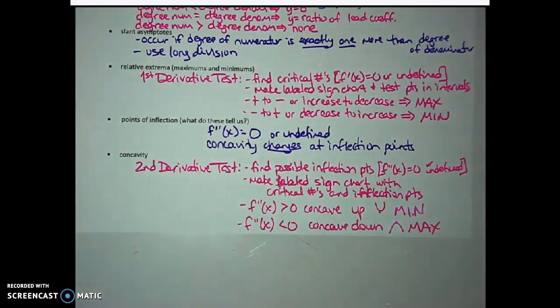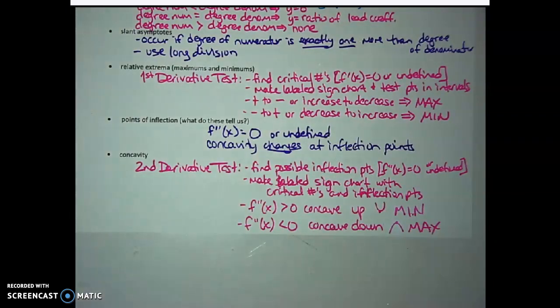And finally, when you test those critical values, if you get a positive value in the second derivative, it's going to be concave up, which means you're going to have a relative minimum. And if it's less than 0, it's going to be concave down, which means you have a relative maximum.